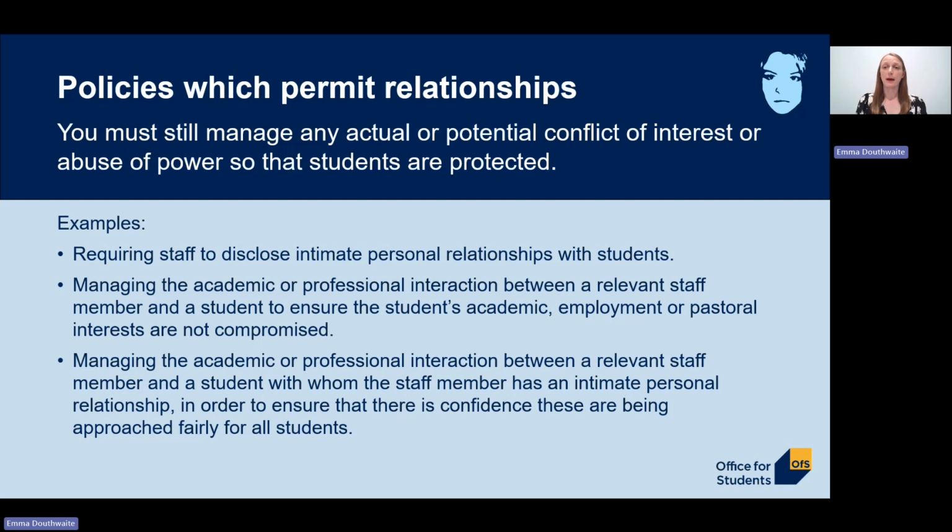Whether you opt for a ban or another policy option, if you choose a policy which permits some or all relationships between staff and students, you must still manage any actual or potential conflict of interest or abuse of power so that students are protected. Some examples of how you might manage conflicts of interest or abuse of power include requiring staff to disclose intimate personal relationships with students, managing the academic or professional interaction between a relevant staff member and a student to ensure the student's academic, employment, or pastoral interests are not compromised.